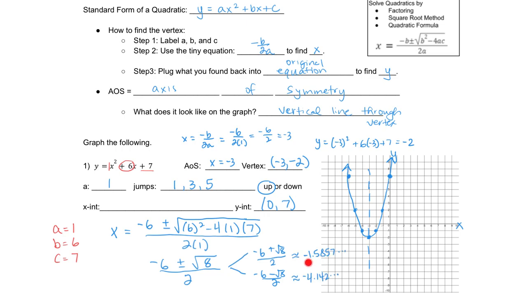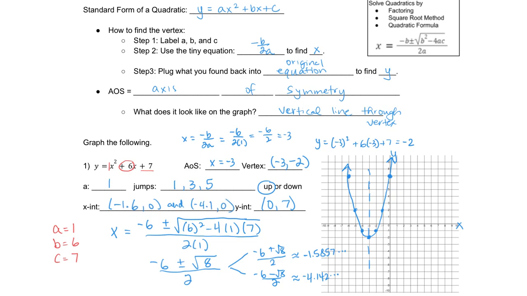So when I added, I got negative 1.5 and then a big long decimal that continued forever. That's irrational. That's because of the square root there. And then when I subtracted the square root of 8, I got negative 4.14 and a long decimal after. So when I'm writing my x-intercepts, I do not need to write that whole long decimal. I'm going to round so that I'm going to have negative 1.6 because 8 is bigger than 5. So it's going to round up, and my other one I would write as negative 4.1.